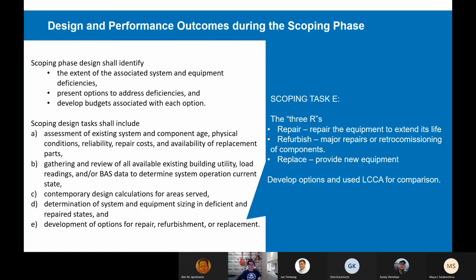And then the final task of scoping is options development. We like to talk about the 3 R's: repair, refurbish, or replace. For any system or component, those are the 3 things we want to look at. Can it be repaired? How long would a repair extend the life? Is there a major refurbishment or retro commissioning that can happen, or does this need to be replaced? This is where we would come up with a list of those options, do life cycle cost analysis if there's significant difference between the options that are on the table.